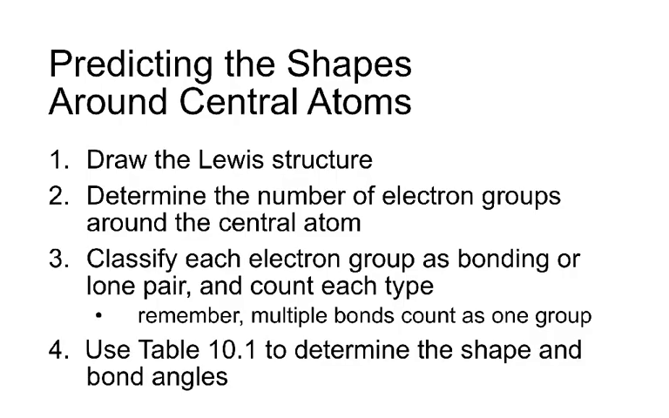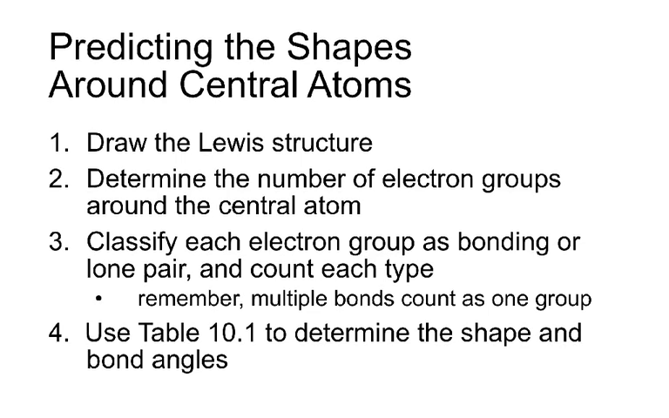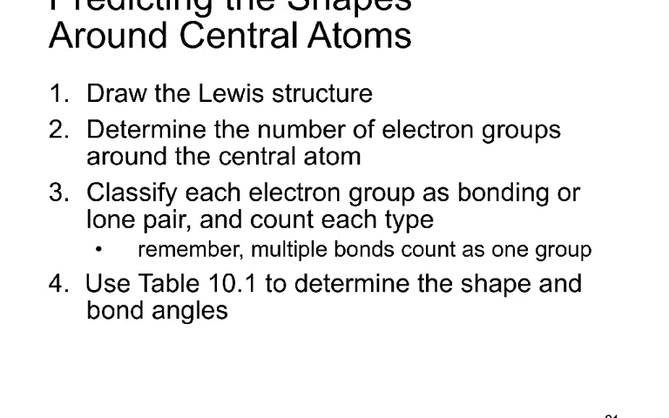So to predict the shapes around central atoms, first you want to draw the Lewis structure, count the number of electron groups around the central atom. Then you can classify the groups as a bond or a lone pair. And then in your book, there's table 10.1 that's going to determine the shape and the bond angles. So that's going to be the easiest way to do it. And then as you get the hang of it, you'll memorize those shapes and just be able to do it by memory.